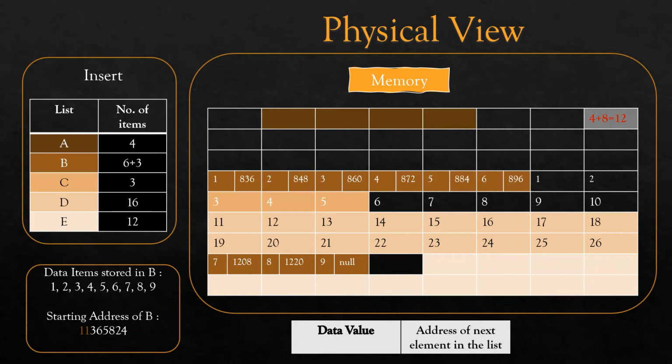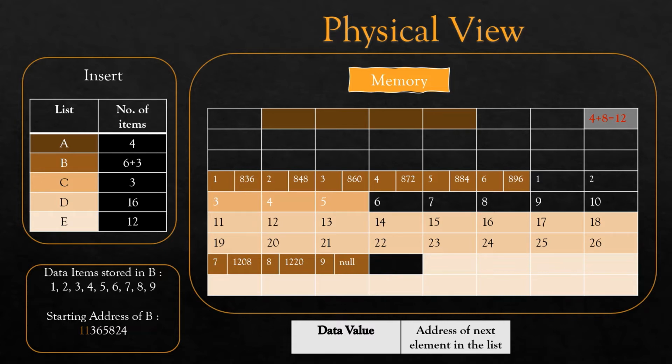Logically, we say that one element in a linked list points to the next element in the list. But physically, what actually happens in the memory? The linked list is such that each element in the list is composed of 2 parts. One is called the data part and one is called the address part. B is a list consisting of 9 elements and the data values are 1, 2, 3, 4, etc. up to 9.